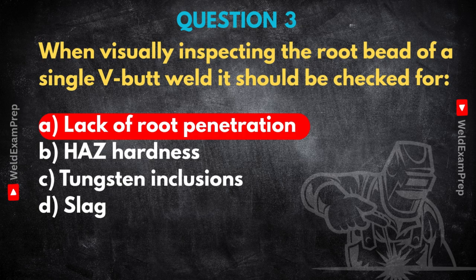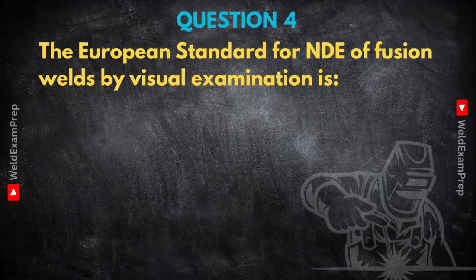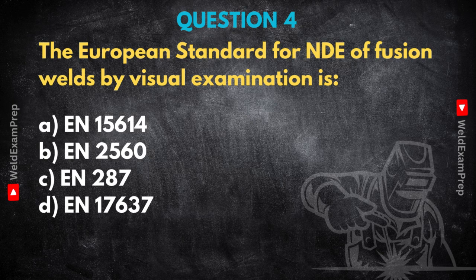Right, speaking of critical checks, let's talk about the standards, the rule book for doing these inspections properly. European standard for visual examination. Okay, question 4: the European standard for NDE of fusion welds by visual examination is EN... and the options are A, EN 15614, B, EN 15647, C, EN 19647. Standards are the absolute bedrock of consistency and quality in welding, aren't they? Absolutely essential. So for visual examination of fusion welds specifically, there's one European standard an inspector just has to know. Which one is it, and why is knowing it so non-negotiable?